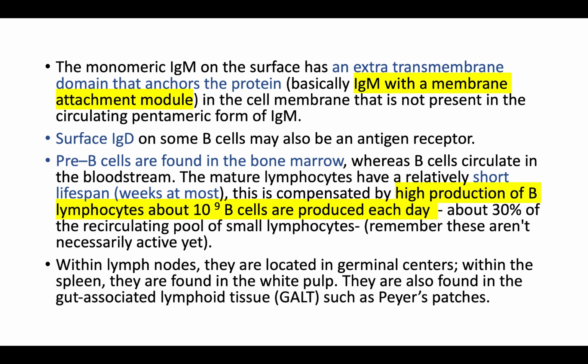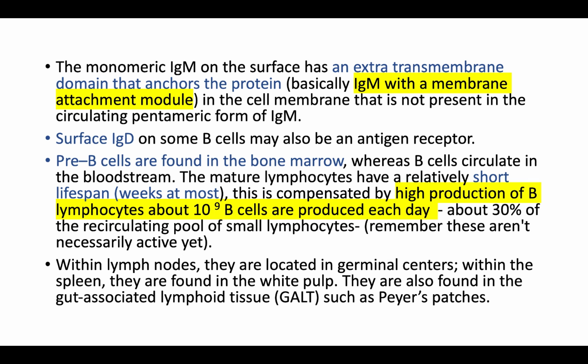The monomeric IgM on the surface has an extra transmembrane domain that anchors the protein. So basically we think of it as IgM with a piece that attaches it to the surface. Surface IgD may also have a similar thing.